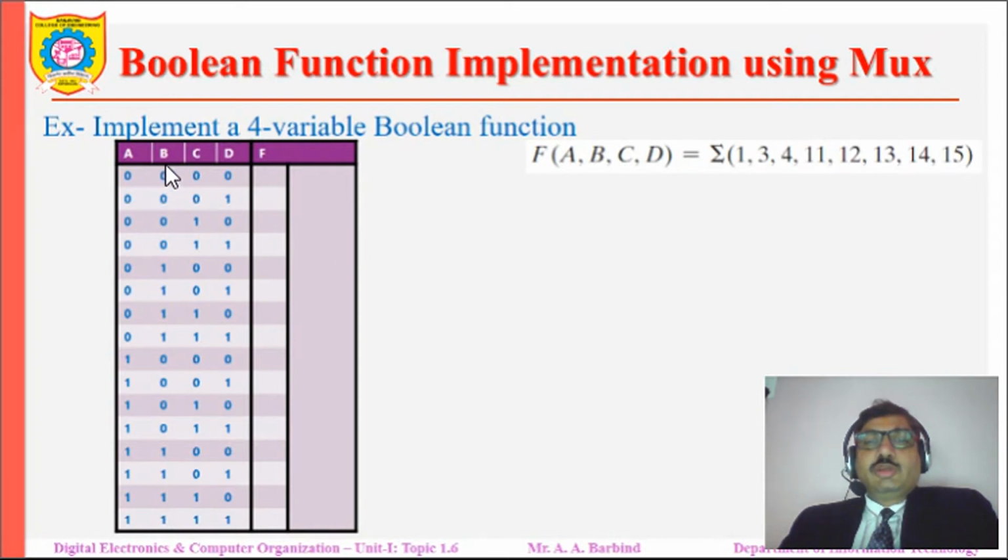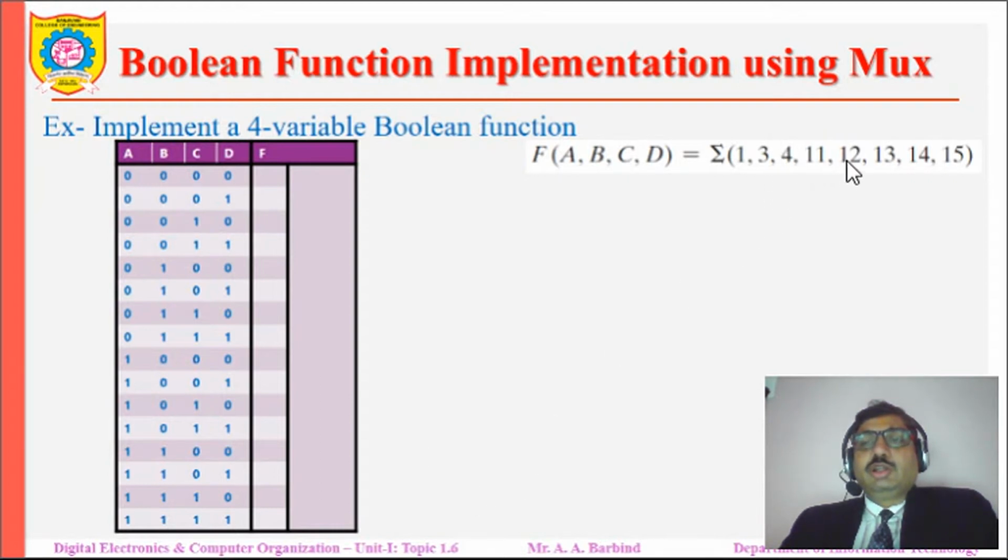So this truth table is a 4 variable truth table consisting of 16 different combinations of A, B, C, D starting from 0, 0, 0, 0 to 1, 1, 1, 1. Now the output f is 1 for these particular minterms. So we enter this value into this truth table. Output is 1 for the minterm 1. Minterm 1 is 0, 0, 0, 1.